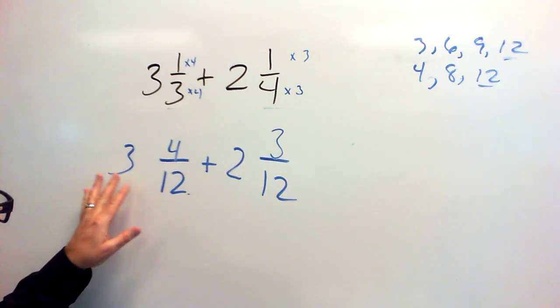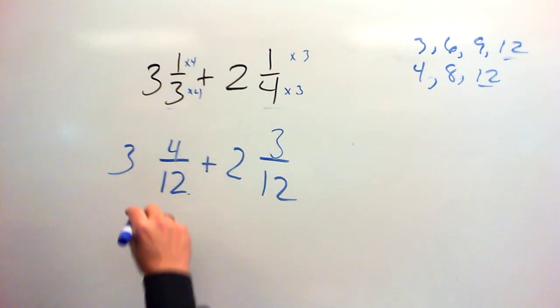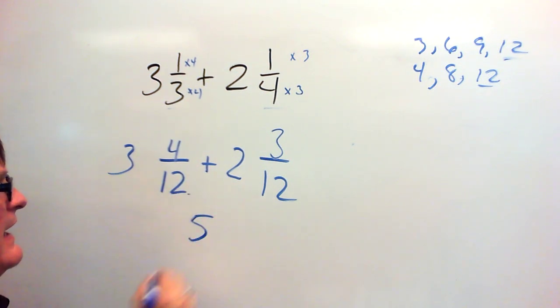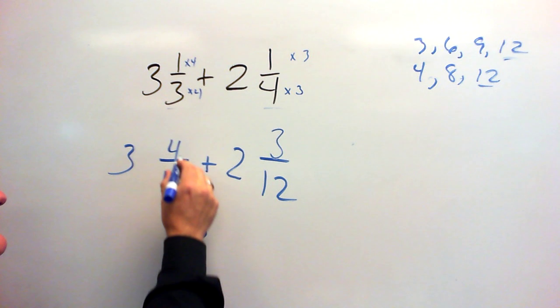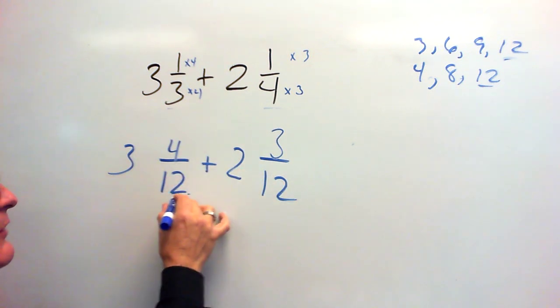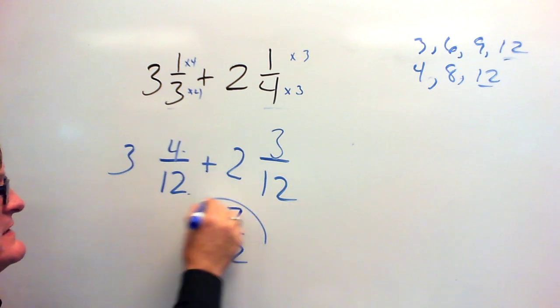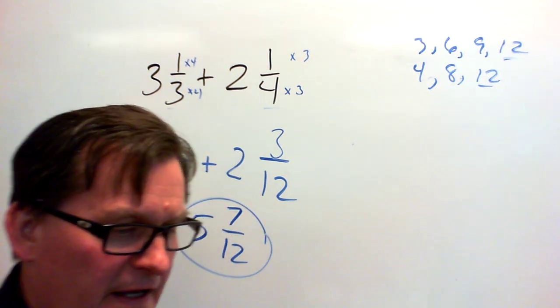So 3 and 4/12 plus 2 and 3/12 is actually, in the end, not a bad problem at all. So 3 plus 2 is 5. When we add fractions now with common denominators, add the tops, and the bottoms remain the same. So there's a good, clean final answer.